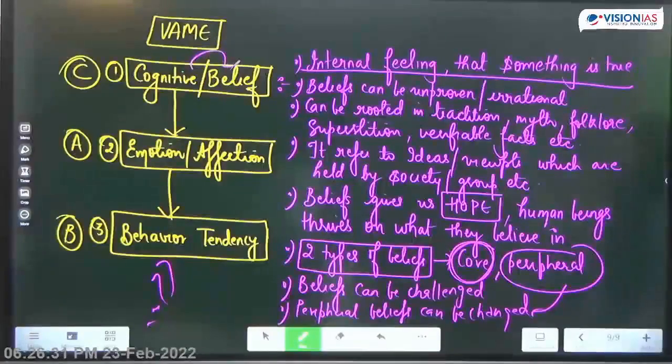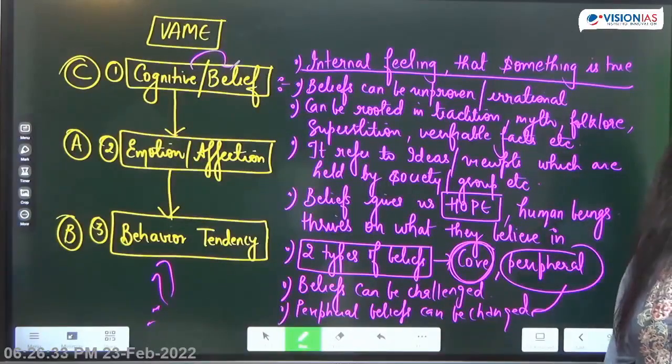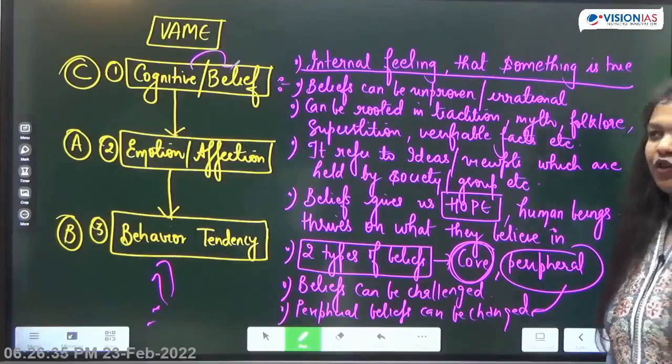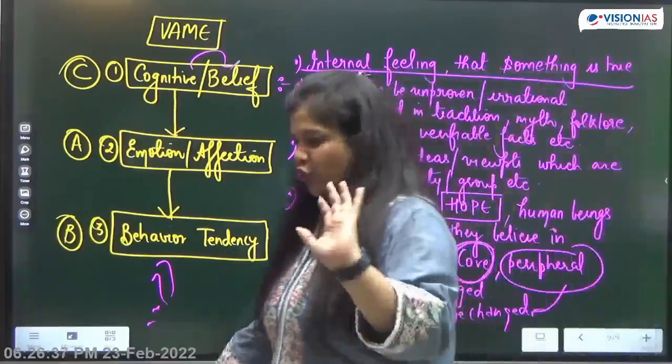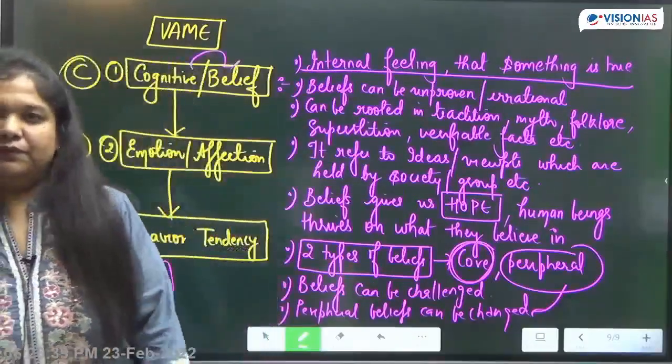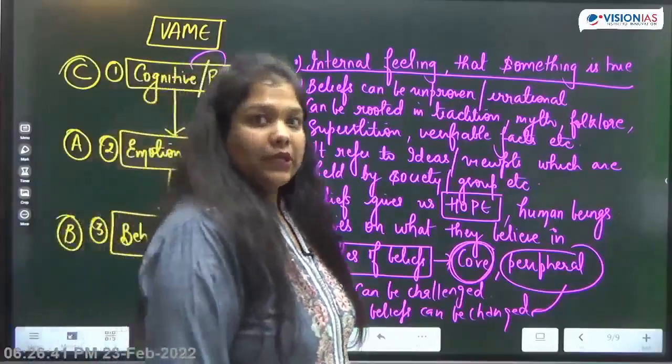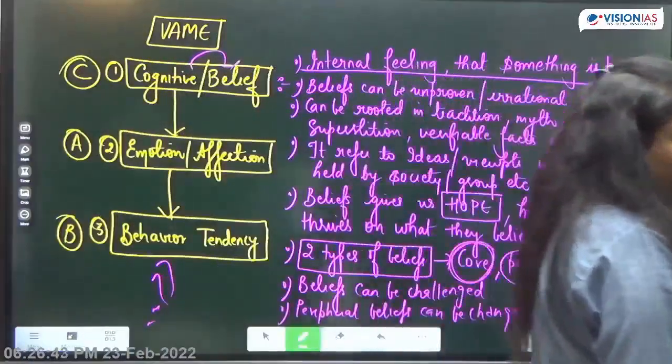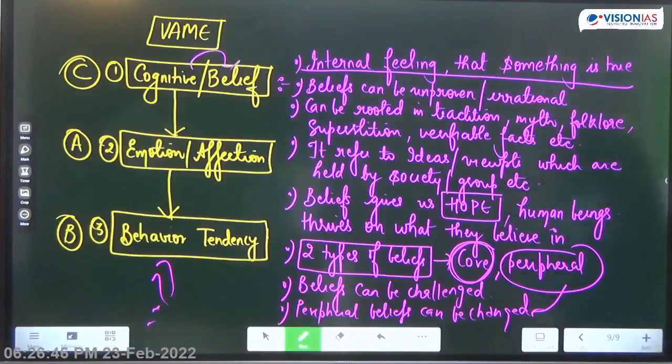Verifiable facts means you can prove something. There is a belief that girls are not good with maths. Girls are not good with maths. This is a belief. Right? Okay? Similarly, there is a belief that girls are not good drivers. It is a belief. Okay?